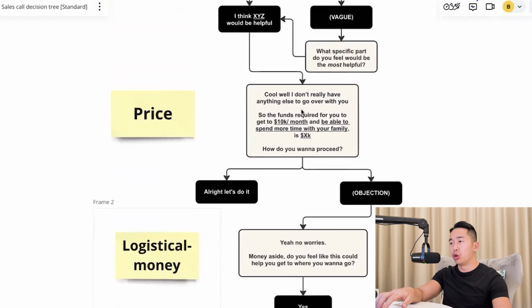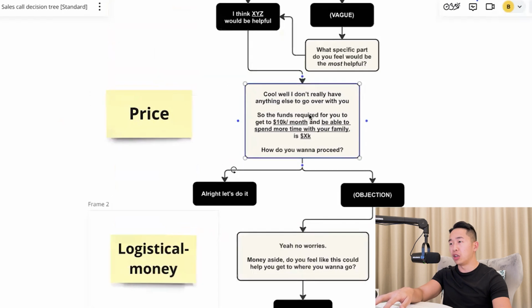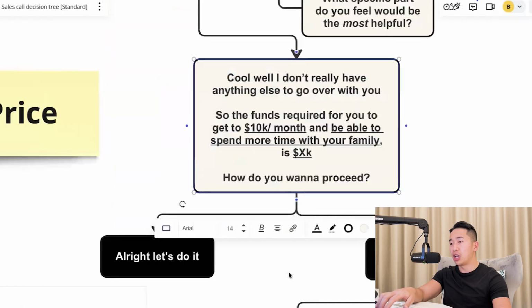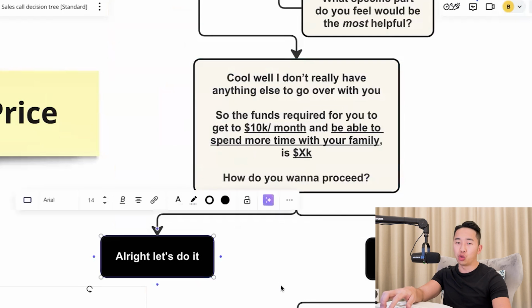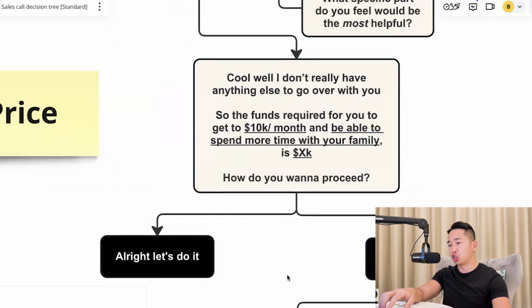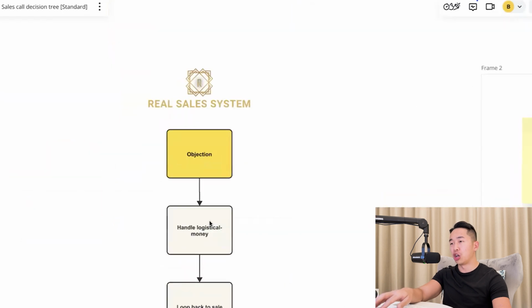All right, so you should have dropped the price. All right, it's this much. Where do you want to go from here? And at that point, they say, all right, let's do it, which is a happy sound for all of us sales guys, or they give an objection. All right. So here's the logic on how to go over that.